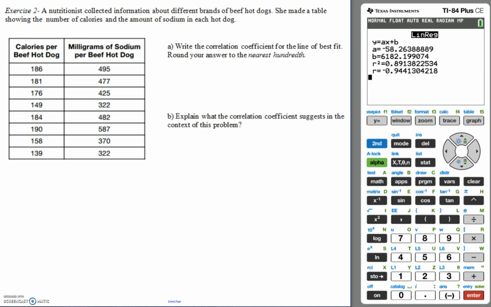And then the second example, they told us just for part A to write the correlation coefficient for the line of best fit. And then part B says, explain what the correlation coefficient suggests in the context of the problem. So for here, we don't really need an A and a B value, but we still need to put the first column in L1, the second column in L2, and then hit Stat Calc 4. Again, I'm just going to pause the video and type those values in and bring up this screen that we would see on the right.